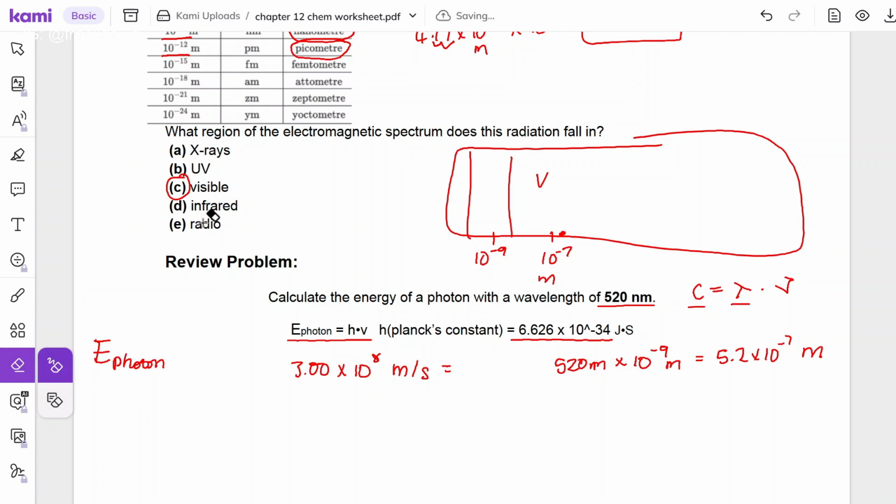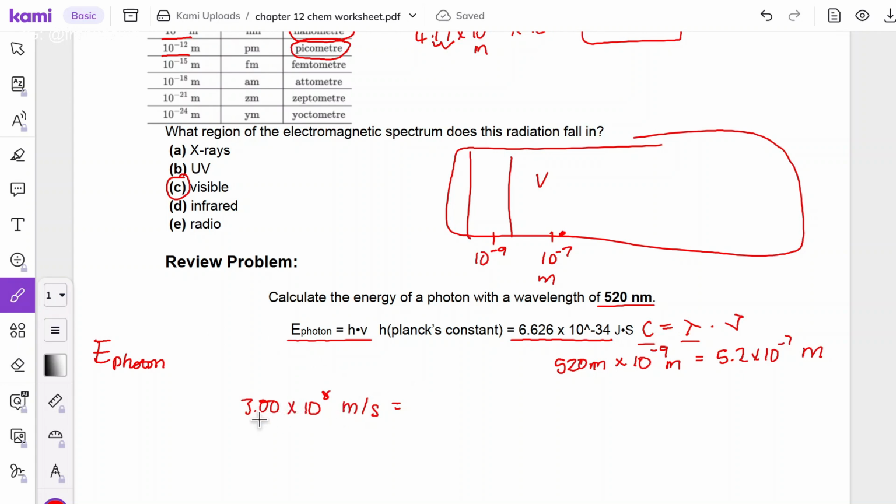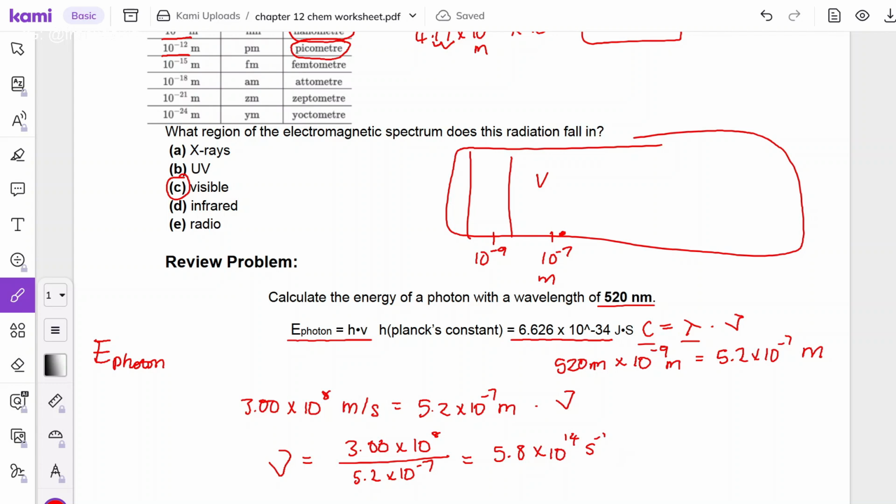So back here, remove this. The c is equal to the wavelength. This is the wavelength, and we're looking for this. So it's equal to 5.2 times 10 to the negative 7 meters times nu, which is the frequency. So to find the frequency, it's just going to be 3.0 times 10 to the 8 divided by 5.2 times 10 to the negative 7, which gives us approximately 5.8 times 10 to the 14th 1/seconds, or hertz, basically.